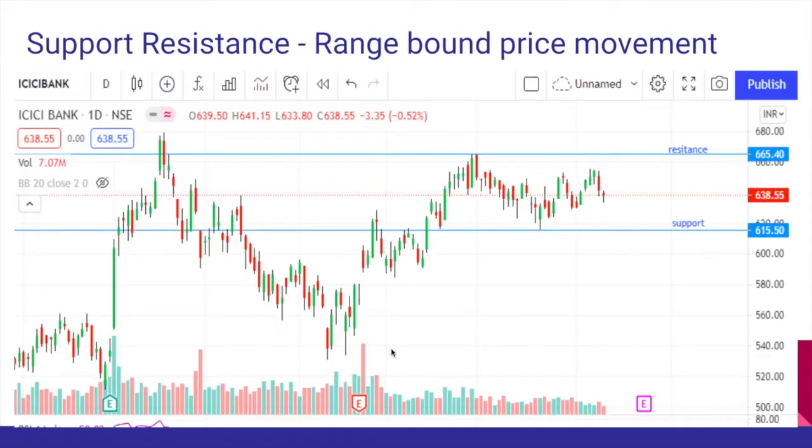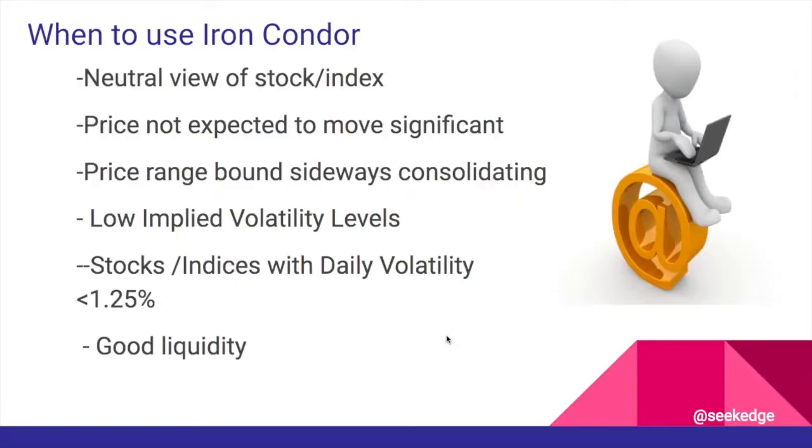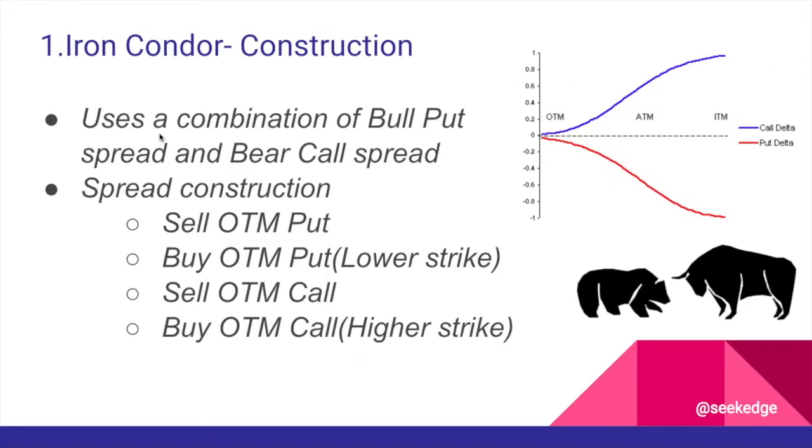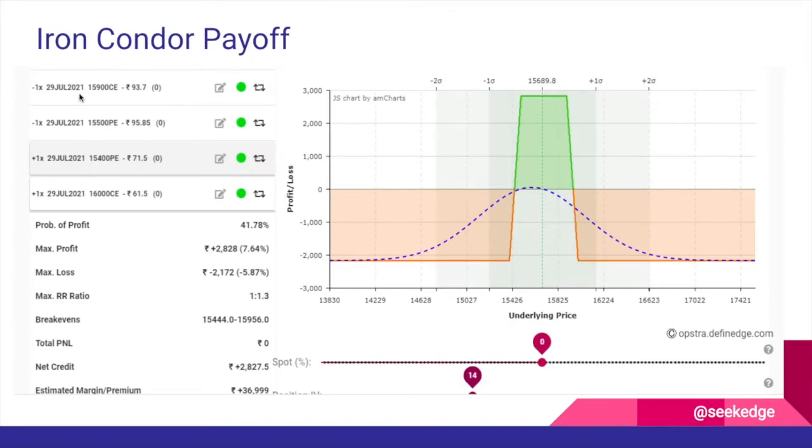So let's move ahead. Now we talked about support. So how do we come to this price point? That is a big question, right? How do we know that we have to sell 15,900 and 15,500? So that depends on what your view is. Your view cannot be directional, that it is going up or it is going down. In case of neutral strategies, your view would be range bound.